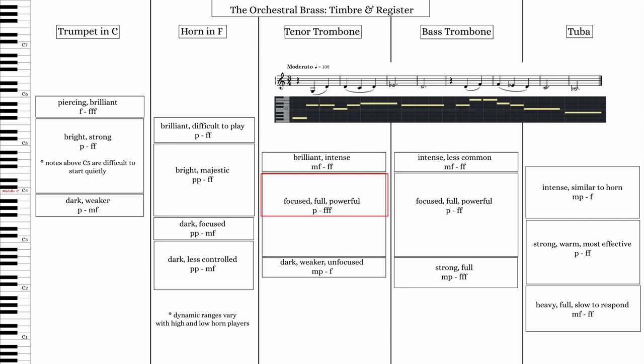In this octave, let's return to both the trumpet and horn. Because the lowest notes of the trumpet are somewhat unfocused and weaker, I probably wouldn't use trumpets for this melody in this octave. But plenty of orchestrators have written for these lowest notes with some success. Here's what it would sound like.